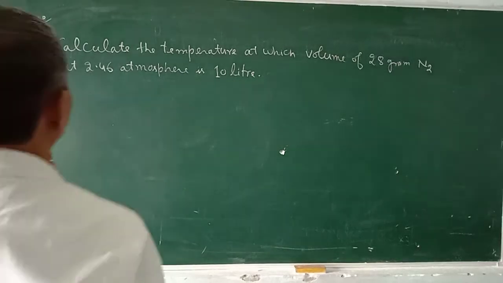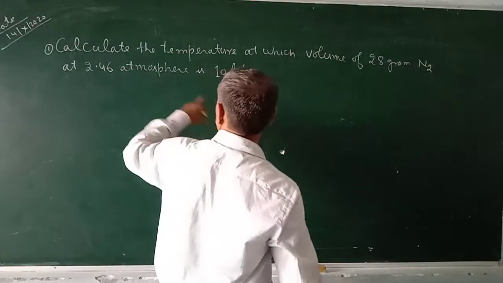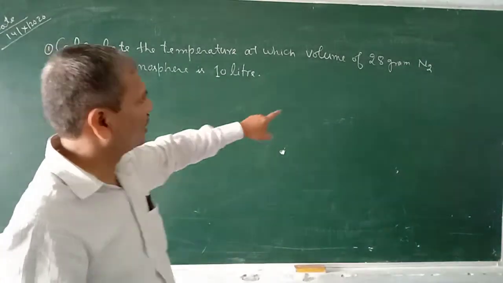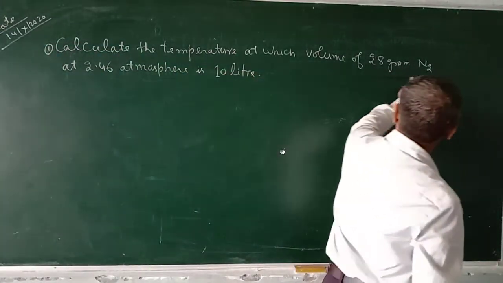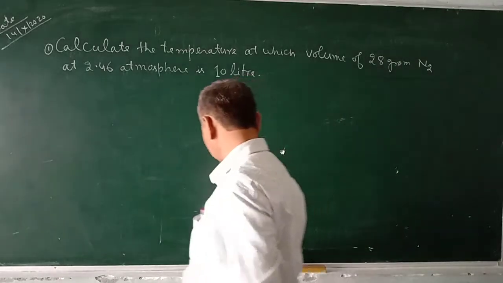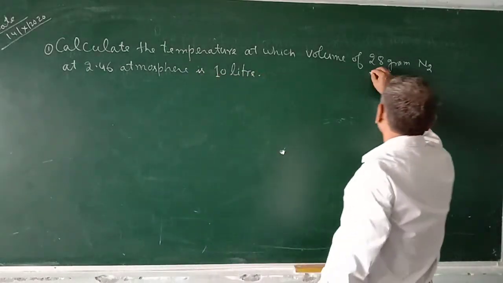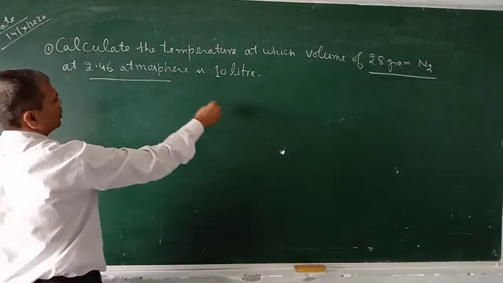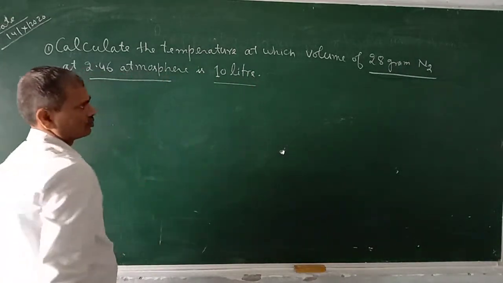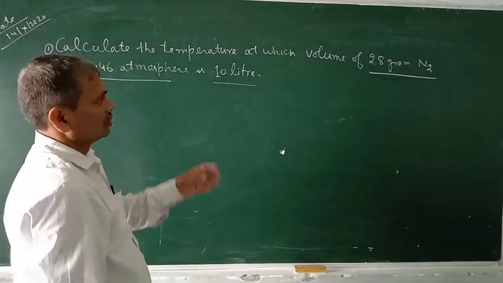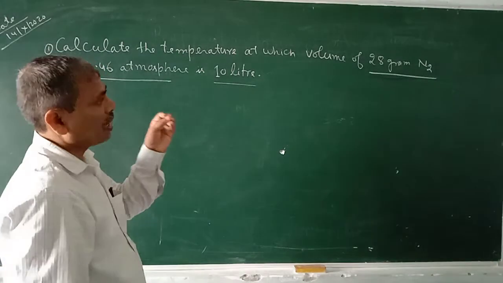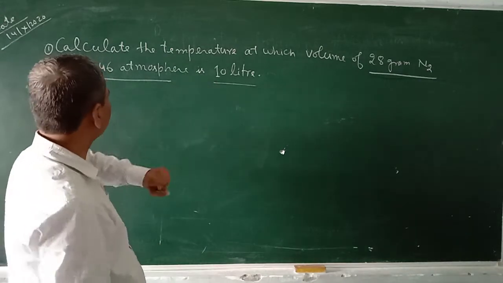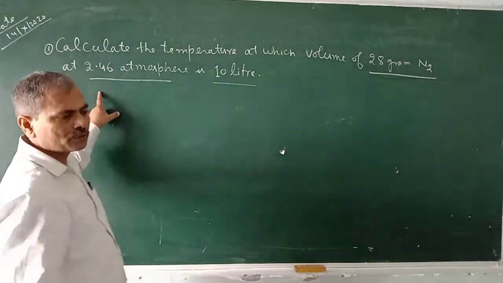Hello students, this is a numerical to calculate the temperature. Calculate the temperature at which the volume of 28 gram of nitrogen at 2.46 atmosphere becomes 10 liter. Mass of the nitrogen is 28 gram, volume is 10 liter, pressure is 2.46 atm.